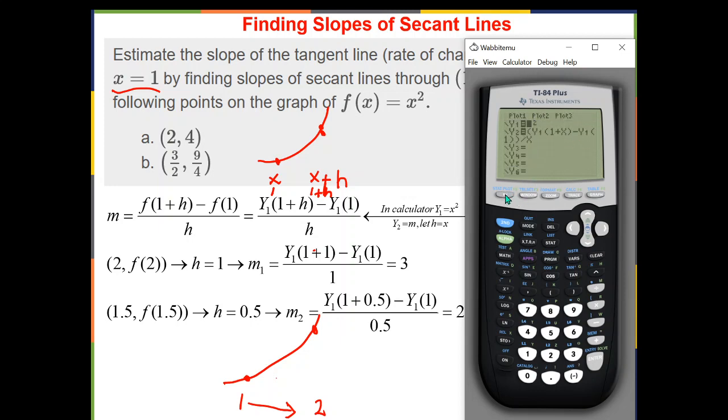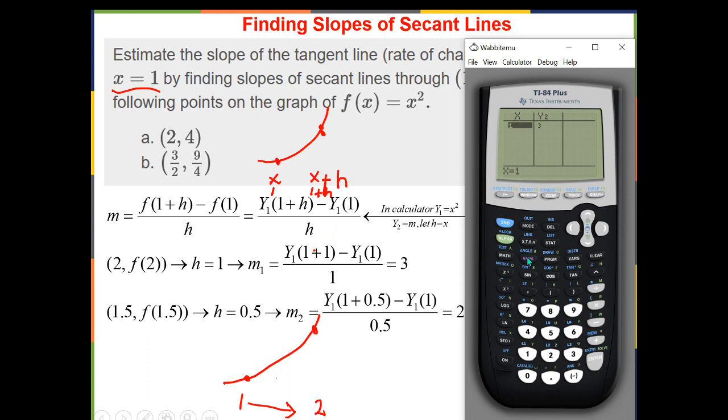you go back to y equals, go over the equal sign right there, and then press enter to turn it off. Then the table would have only y2. So when I'm 1 unit away from x, right, if I'm at 1 plus 1, which is 2, the slope of the secant line is given by that number, 3.